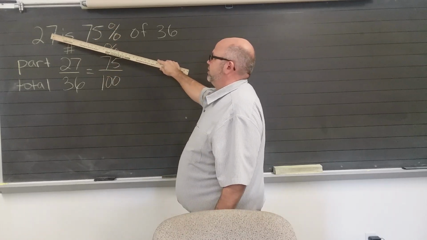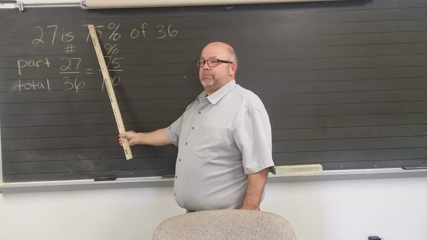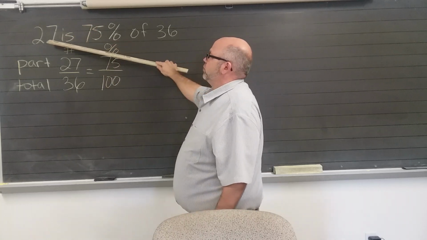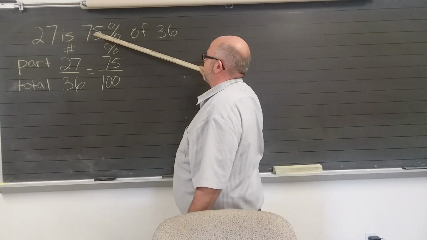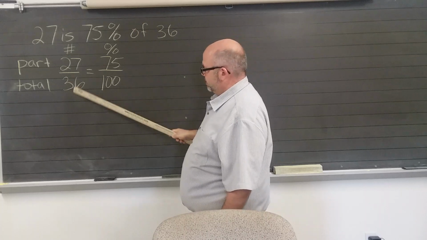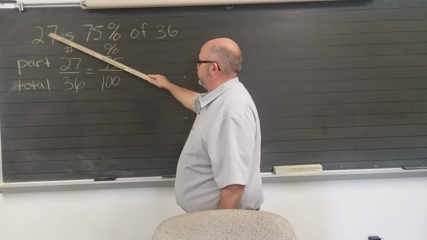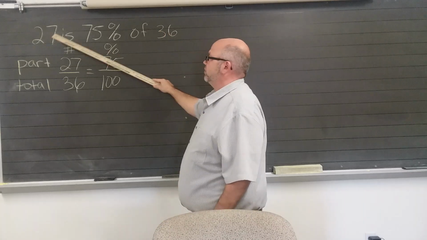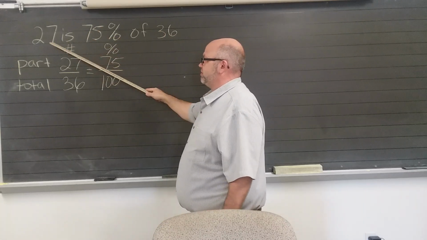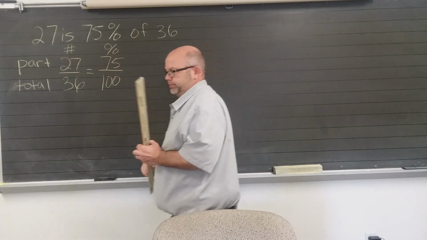So if it would say 27 is what percent, your x would be here. 27 is 75% of what number? Then your missing number would be here. Okay? That's why they wanted you to get familiar with this language, so that you can figure out in a proportion which one is the missing one. Here's an example.